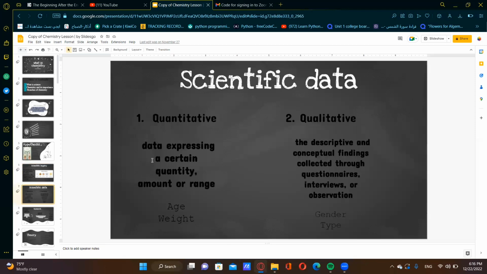What is scientific data? Well, data is data, but we have two types when it comes to scientific data: quantitative and qualitative. So, what's quantitative data? Well, it's data expressing a certain quantity, amount, or a range of values or numbers. Like age and weight, you can be 100 pounds or you can be a ton, depending on how much you eat. And then qualitative data is the descriptive and conceptual findings that are collected through questionnaires or questions and observation, for example gender and type. You can be a male or a female, or you can be a dog or a cat. There are specific categories. There's no range in this information.